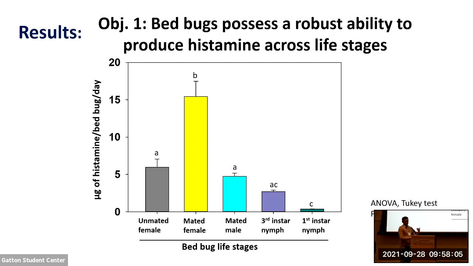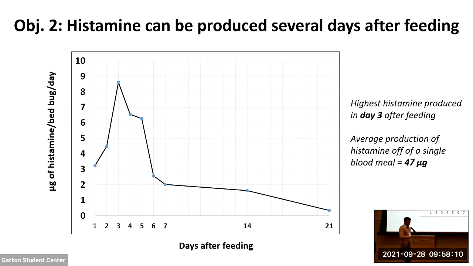Here is the result for the second objective. Again, the same type of graph, microgram of histamine per bedbug per day. And you can see in the x-axis, days after feeding with a single blood meal. This is with just a single blood meal. You can see after 21 days on the x-axis, they can produce histamine up to 21 days with just a single blood meal. That's a lot of histamine.